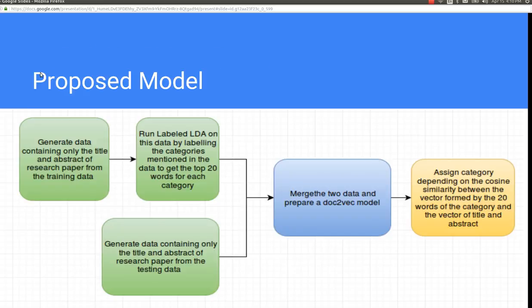So this was our basic model, which you can see on the screen. First of all, we generated data containing only the title and abstract of the research paper, for which we ran the labeled LDA, and we got the top 20 words for each of the 5 categories I mentioned before. And the same we did for the testing data. We got the title and abstract of the research paper. Then we merged all these as a document and mapped this to a 300 dimension semantic space, and then we calculated the cosine similarity between the categories and the abstract, and the one having the highest, we gave that category to the research paper.